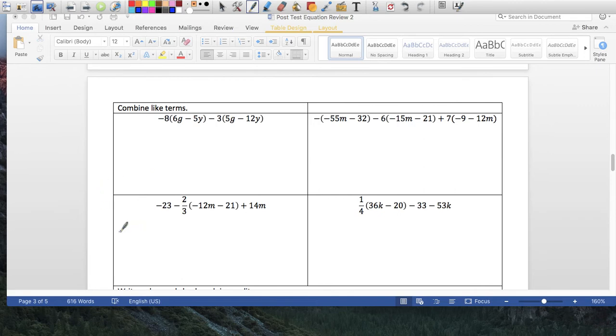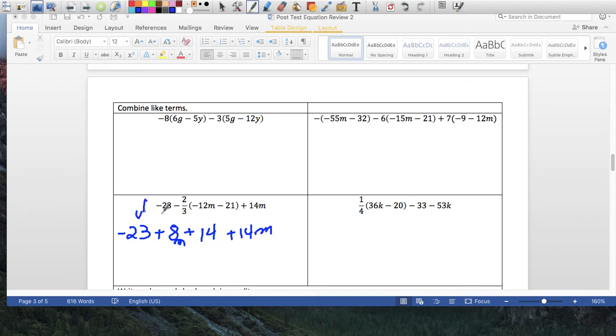Some fractions involved here, so negative 23 is just hanging out. Negative times negative is a positive, and 2/3 of 12. Okay, so you can multiply 2/3 of 12, which is 8m. 2/3 of 21, again it's positive, right? That'll be 14, and I forgot an m here. And then plus 14m in the back.